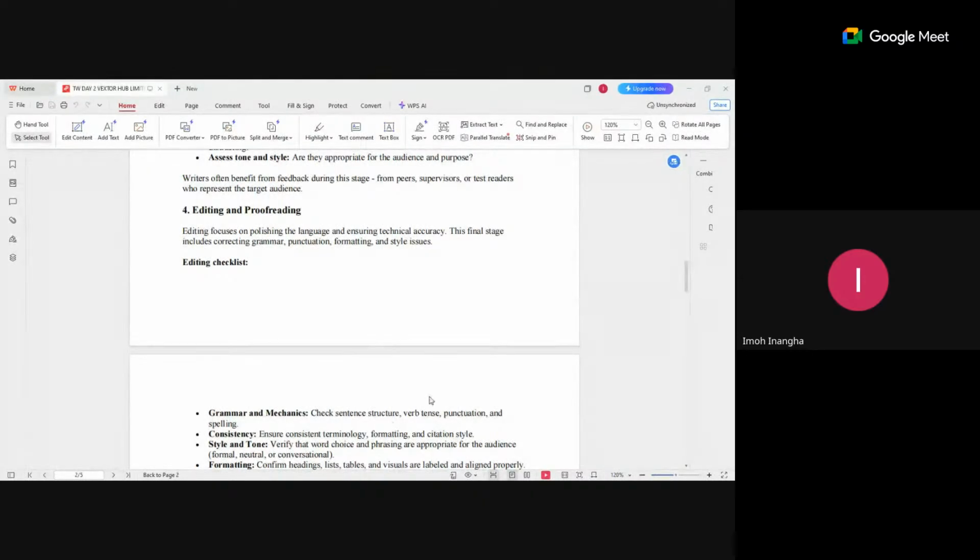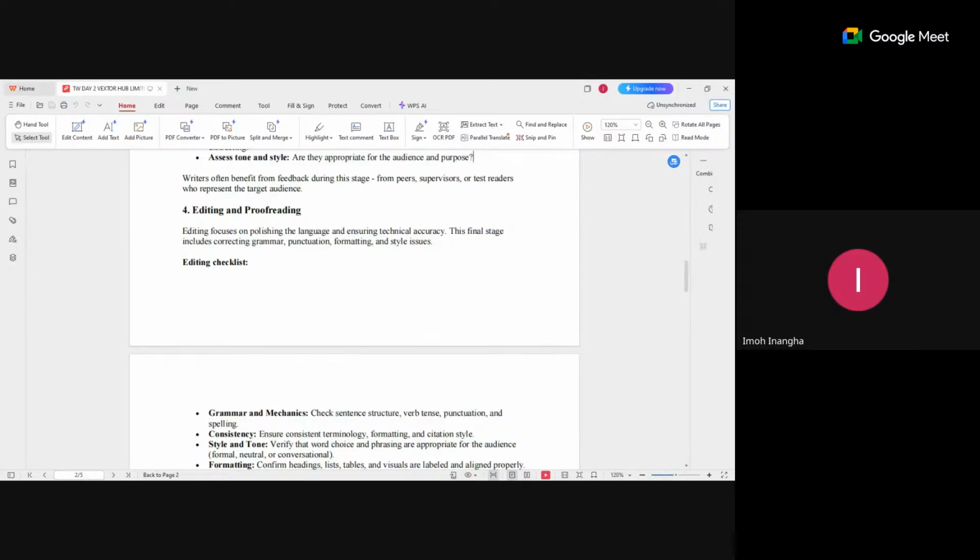Okay, so editing and proofreading. Editing focuses on polishing the language and ensuring technical accuracy. This final stage includes correcting grammar, punctuation, formatting, and style issues.